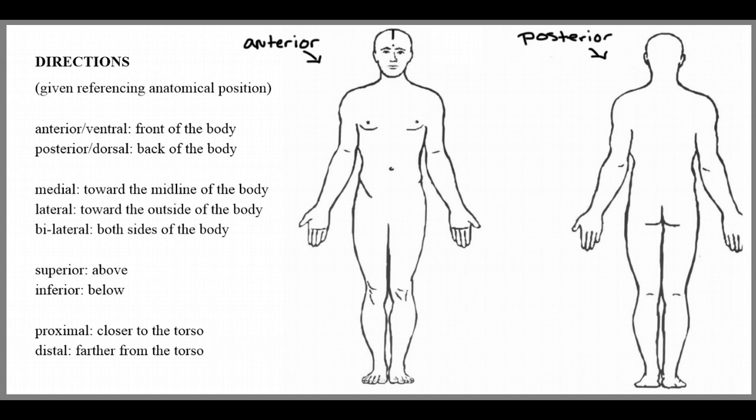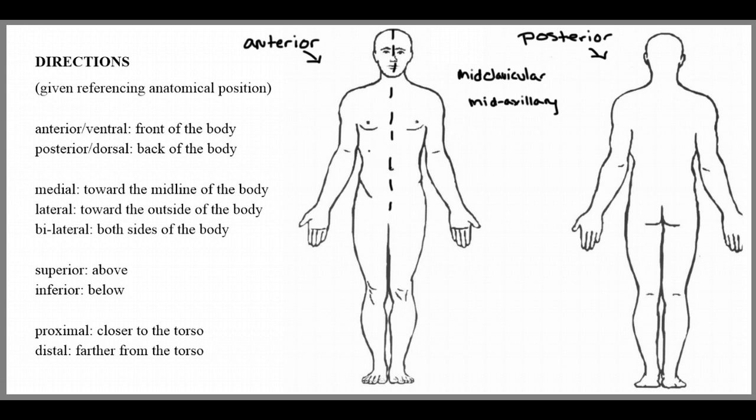I'm going to draw in the midline, which goes down the middle of the body. The mid-clavicular line refers to the clavicle lines here, and the mid-axillary line goes up and down the side of the body.